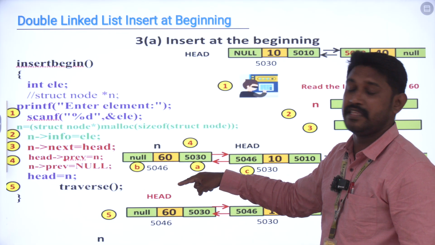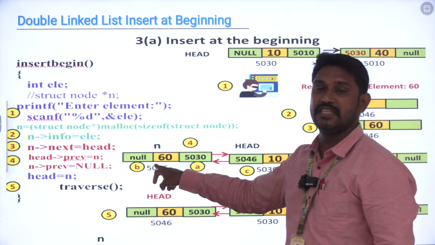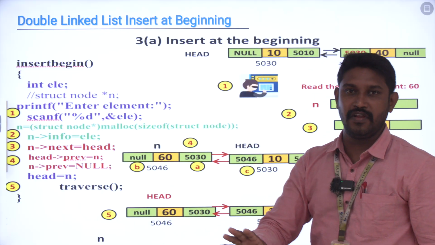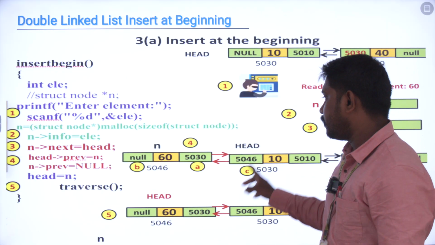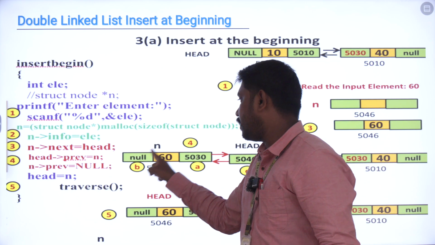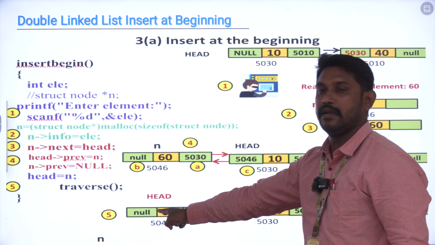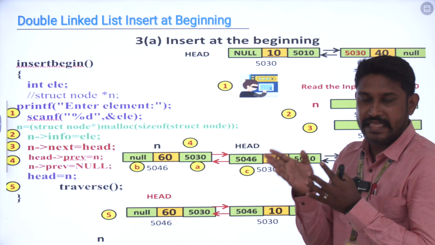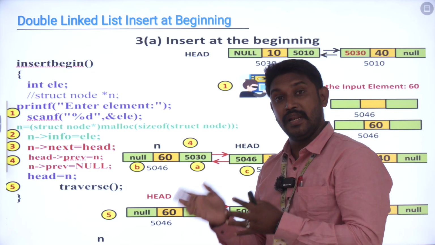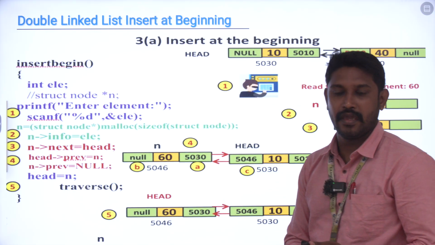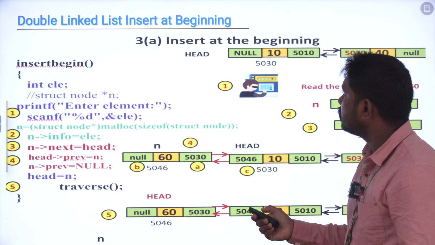Then we are going to change the head to this node, because always the first node will be the head. For that I am going to assign head is equal to n. So here the head will be moved to here. This is how you insert a node in a double linked list at the beginning.